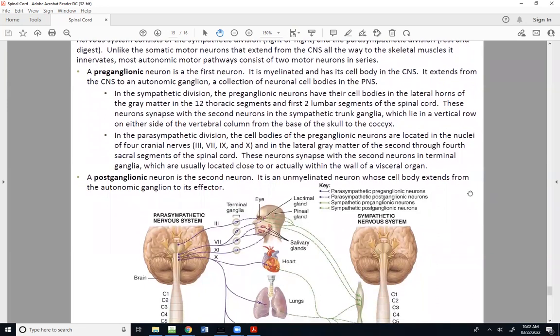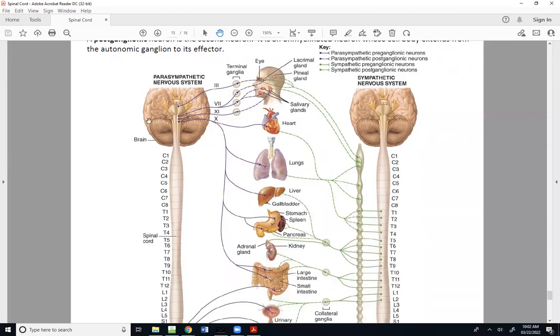Okay. Unlike the somatic motor neurons, which are the neurons that extend from our central nervous system to our skeletal muscles, in the case of those, the nerves originate either in the brain or in the spinal cord and then run all the way to the skeletal muscles. Okay. In the case of the autonomic nervous system, it takes actually two nerves to get to the organ. What we call a pre and a post ganglionic neuron.